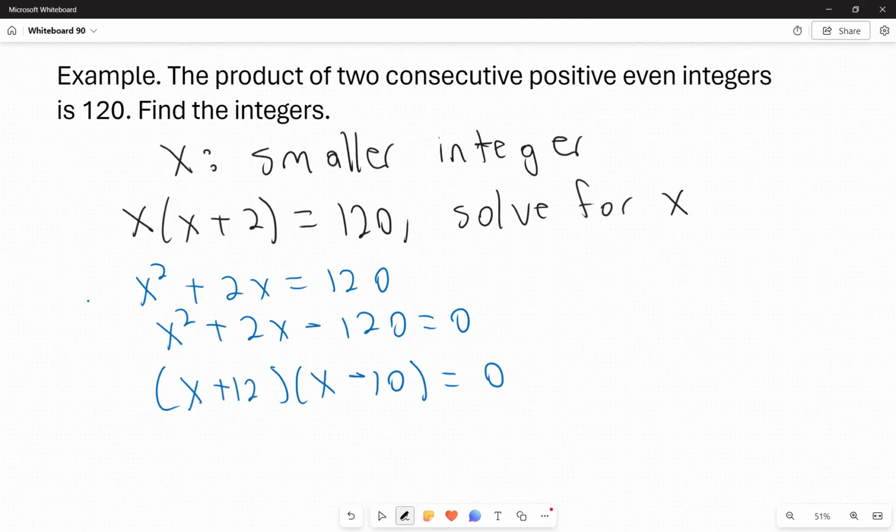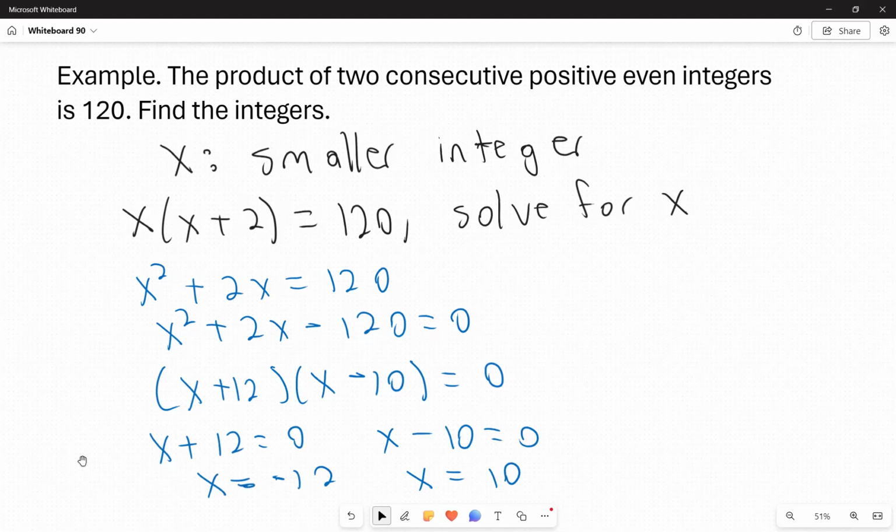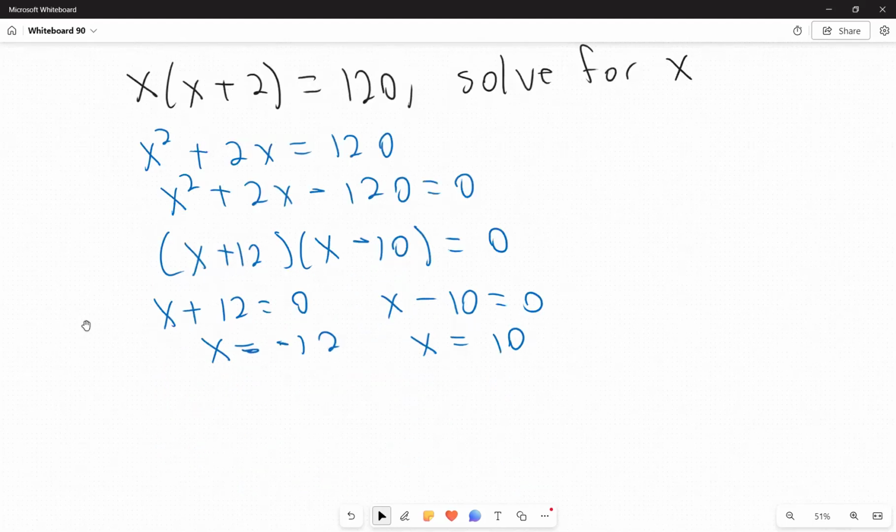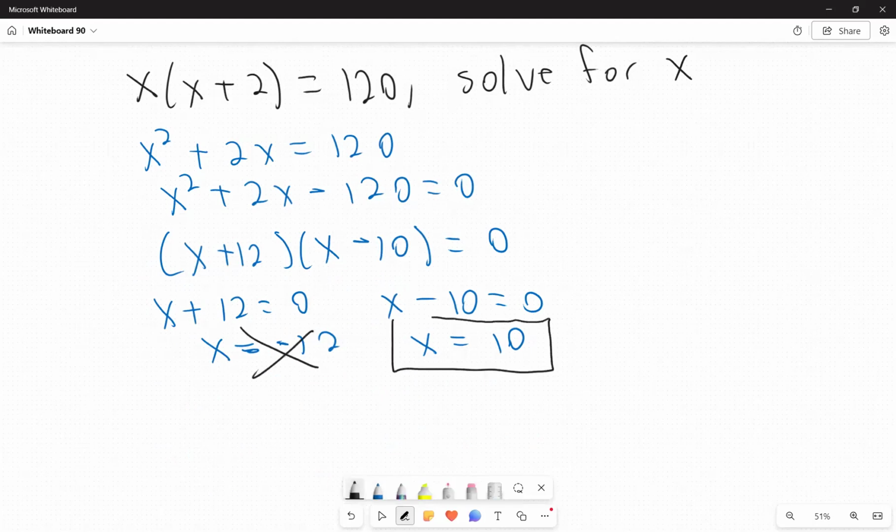So by the zero factor property, either x plus 12 is 0 or x minus 10 is 0. And we get that x is negative 12 and x is 10. So usually a word problem has a unique solution, but from a quadratic equation, you get two solutions. In terms of the problem, one doesn't make sense. So you're going to discard one solution and keep the one that makes sense. In this case, it was asking for positive integers. So we need to discard negative 12 and keep 10. And that's it. The integers are 10 and 12.